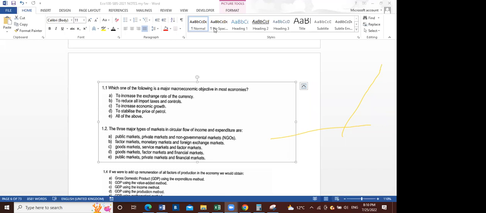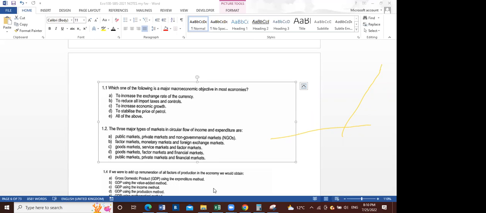Everyone is saying C. Someone, I can't pronounce your name, D'Souza, is saying D. Let's see what D is saying. Goods market, factor markets, and financial markets. Okay. All right. So the three types of markets.